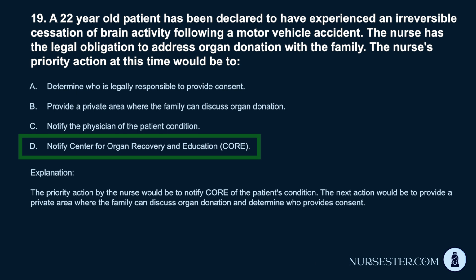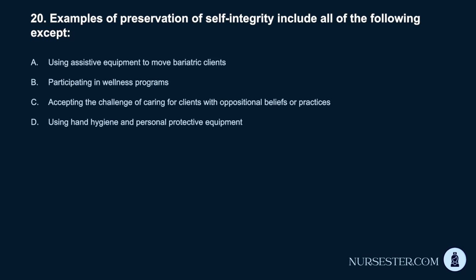The priority action by the nurse would be to notify CORE of the patient's condition. The next action would be to provide a private area where the family can discuss organ donation and determine who provides consent. 20. Examples of preservation of self-integrity include all of the following except A.